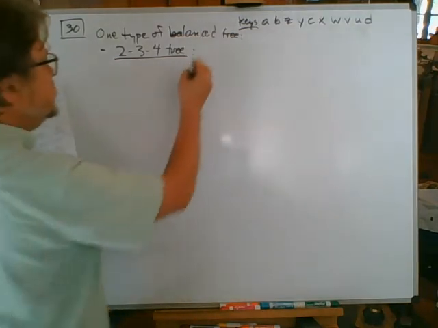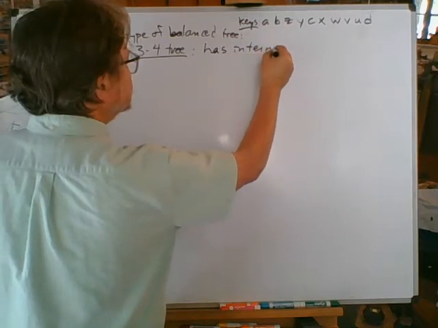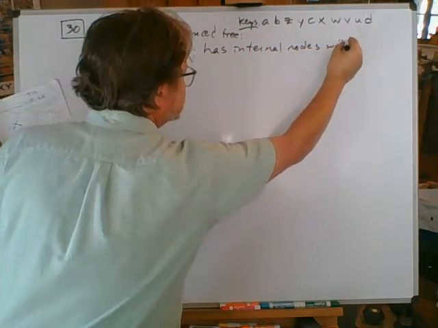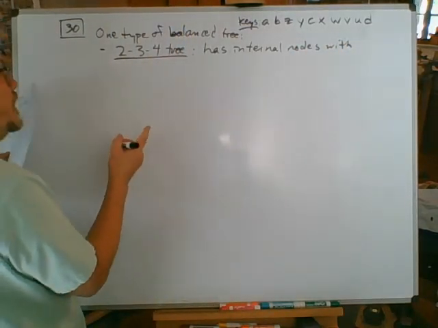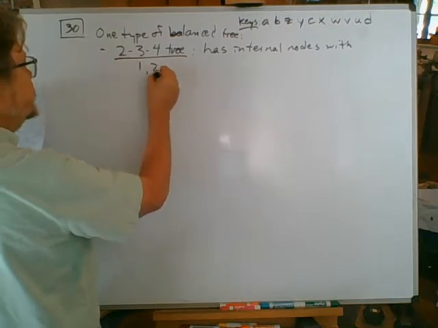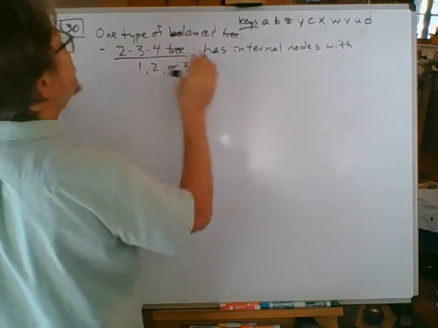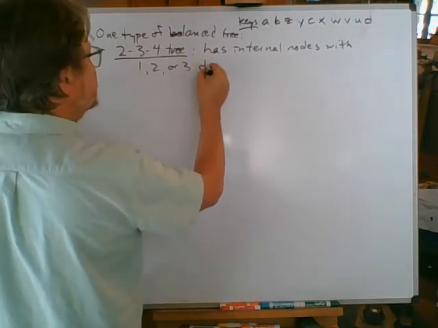This one has internal nodes with 1, 2, or 3 data items. I'll call them, well, no, I'm not going to call them values because they will be value types, of course. Data values.